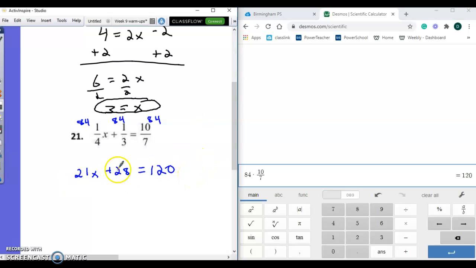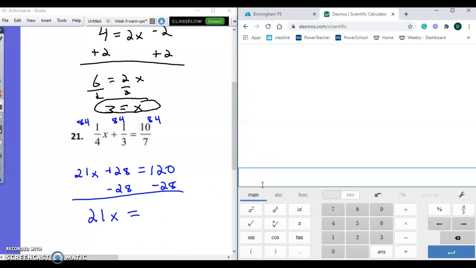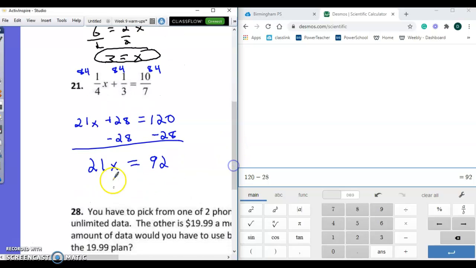Alright, so now I have a problem without the fractions, nice and neat. I need to get rid of this 28 because I only have the x term over here. So let's isolate that x term by getting rid of the 28. 21x equals 120 minus 28. Gives us 92. Final step in this problem, divide by 21.